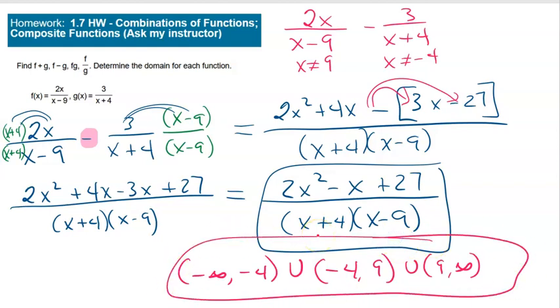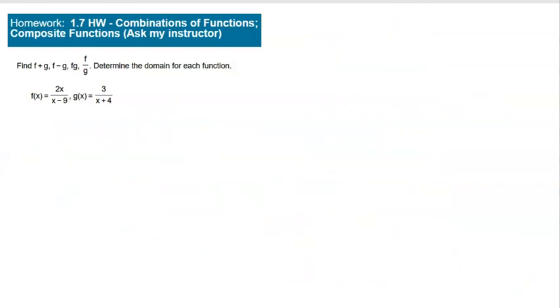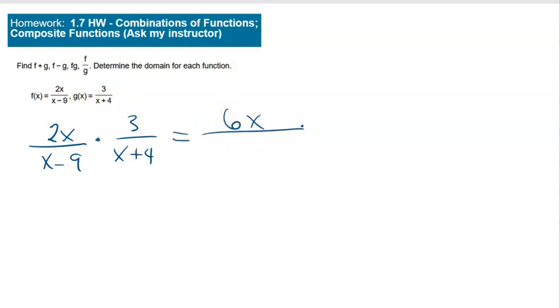All right, let's do it again. Let's multiply these two functions together. It turns out multiplying rational functions, which are fractions, y'all, together is easier than adding and subtracting. So here I go. I'm going to multiply 2x over x minus 9 times 3 over x plus 4. You don't need a common denominator to multiply functions together. You just multiply the numerators together. 2x times 3 is 6x. And you multiply the denominators together.